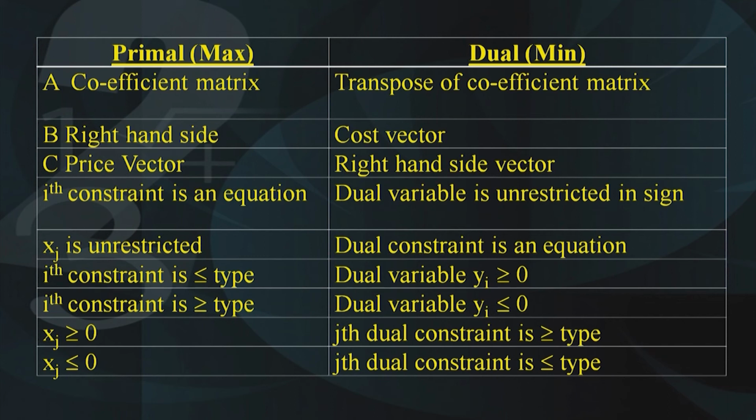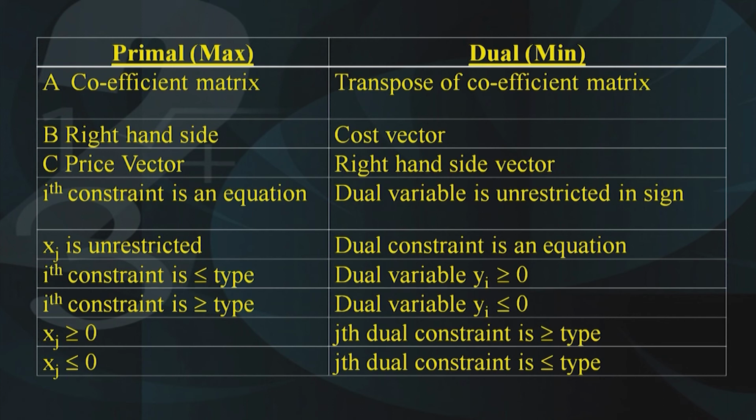In conclusion, we can summarize the primal and the dual relationship like this, assuming that the primal is the maximum and the dual is of the minimization type. Remember, if the primal is of maximization type, then the constraints should be less than or equal to type. Similarly, if the dual is of the minimization type, then the constraints should be greater than or equal to type.